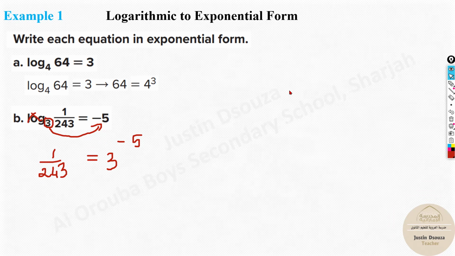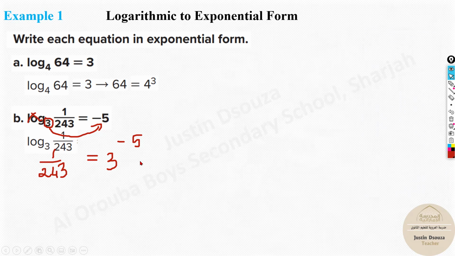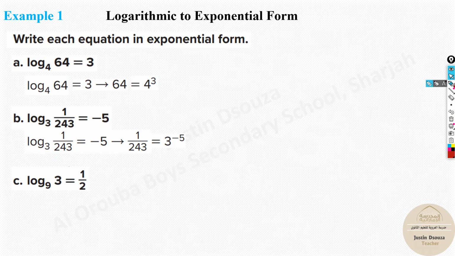Now if you're thinking, is it true? You can try it in your calculator. 3 to the power minus 5. Okay, sorry, 3 power minus 5, that is equal to 1 by 243. Yes, absolutely. And that's the answer. Here we have another simple one.